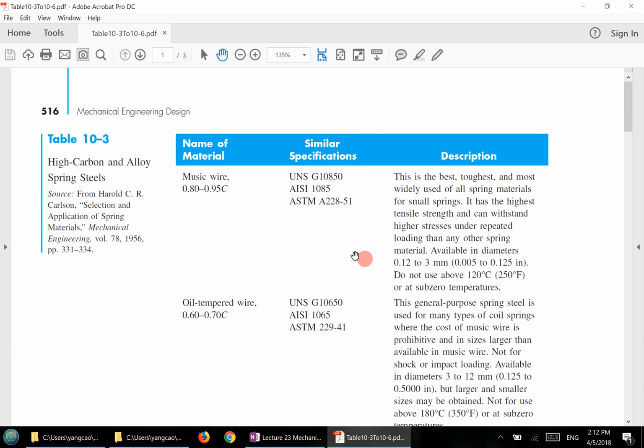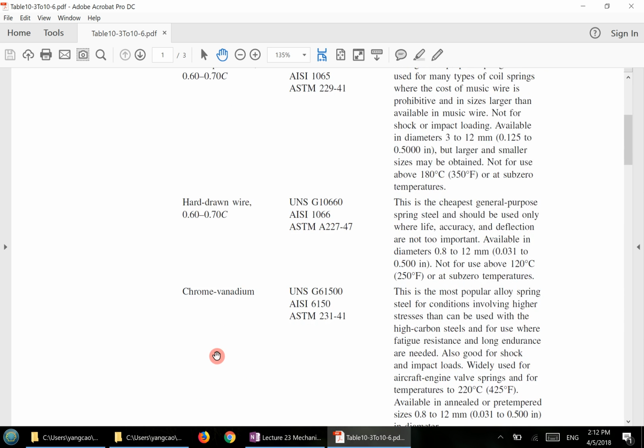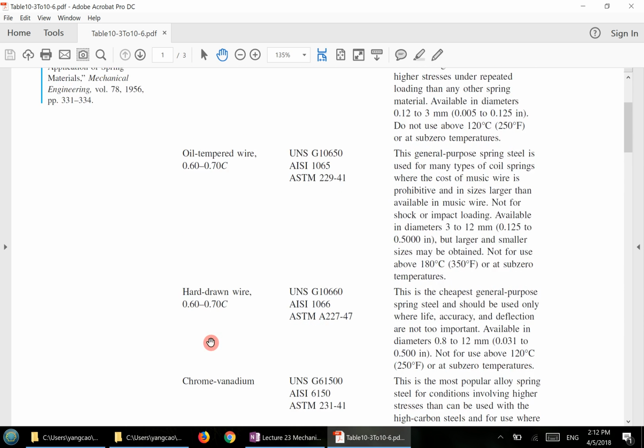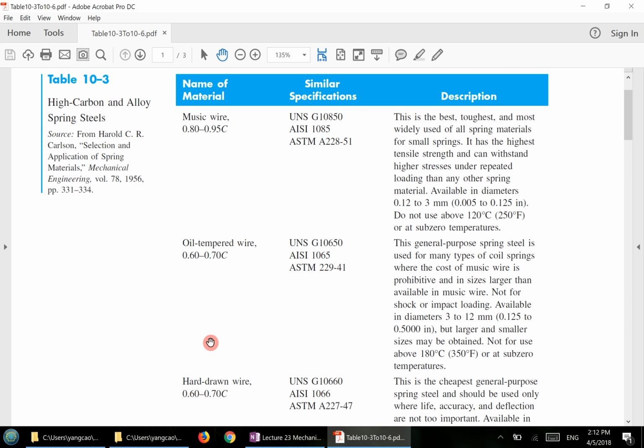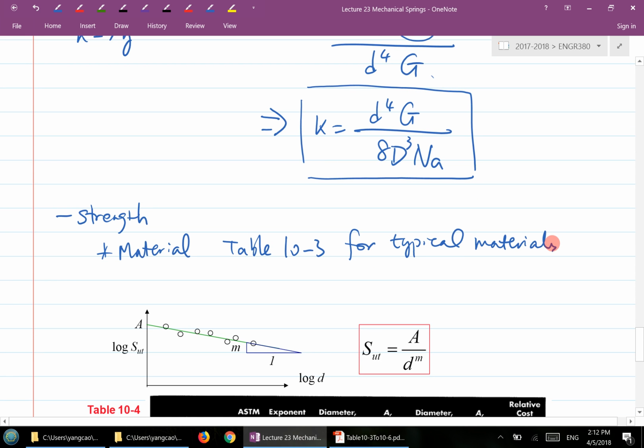So this is table 10-3. Typical materials like music wire, oil tempered wire, hard drawn wire, chrome vanadium, chrome silicon. These are basically the typical materials for making springs here. These are all very typical high carbon and alloy spring steels. So take a look at that table for the typical materials.